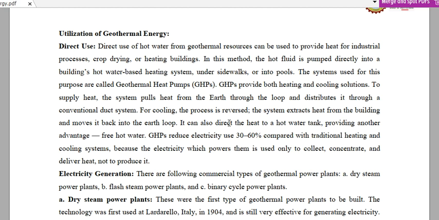Provides the heat of the earth to the buildings, and in cooling it extracts heat from the buildings and re-injects it to the earth. And use of geothermal heat pumps also reduces our use of conventional electricity by 30 to 60%.